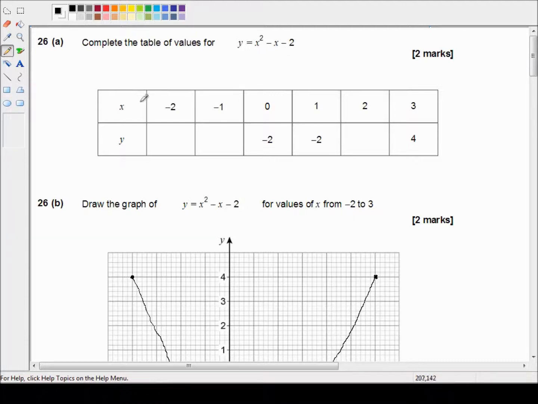So all we do, we take our value for x, we plug it into this equation, and we get our value for y. However, I will be wanting a calculator for this. Actually, I won't need a calculator for the first part because the calculation is actually quite easy. It's just minus 2 squared, which is 4, minus, and that's negative 2, so that's 4 minus negative 2 is the same as 4 plus 2, which is 6, and minus 2, which is going to be 4.